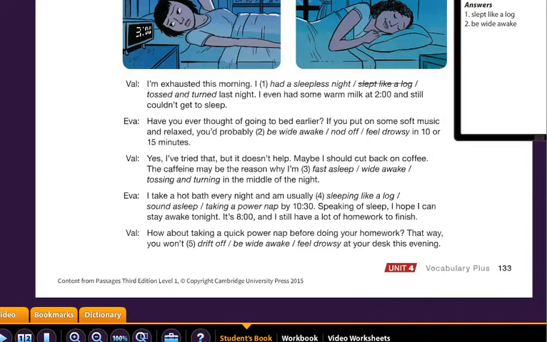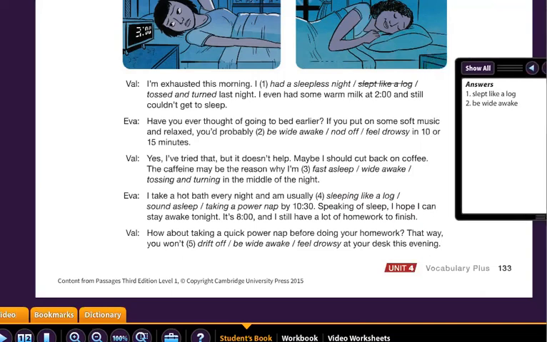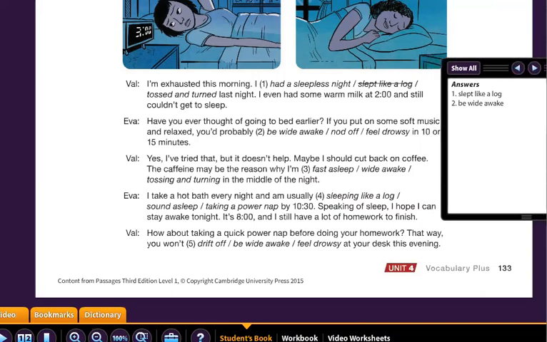Maybe I should cut back on coffee. The caffeine may be the reason why I am fast asleep, wide awake, tossing and turning in the middle of the night. Which is the correct answer? Which one is tossing and turning?